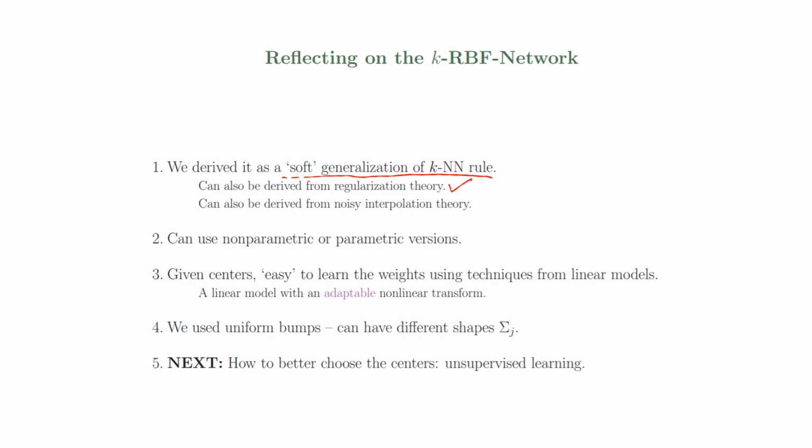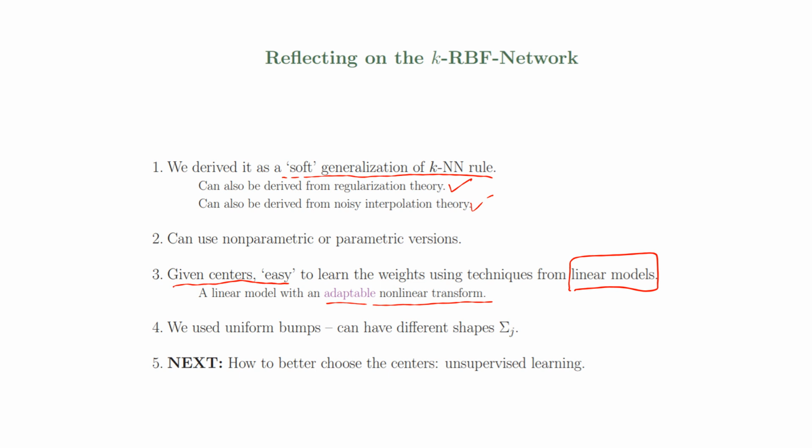In addition to how we did it, it can be derived using regularization theory or a noisy interpolation theory. So that's extra. Depending on the problem, you can use the non-parametric or parametric version. There is no restriction as such. Once you have the centers, it's easy to learn the weights, because then you have a linear model. That's the important accomplishment, I would say: a linear model with an adaptable nonlinear transform. Why? Because depending on the centers, we can have different values for the feature transform.